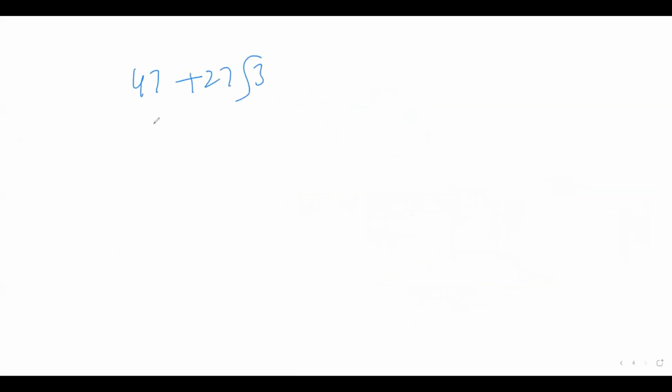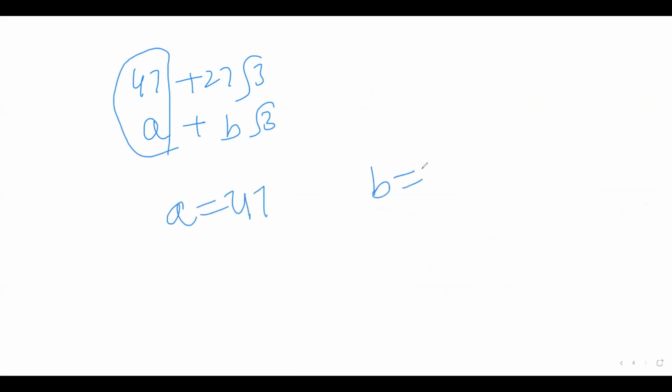In the question it is given a plus root 3 b. A value is 47, b value is 27, that's it.